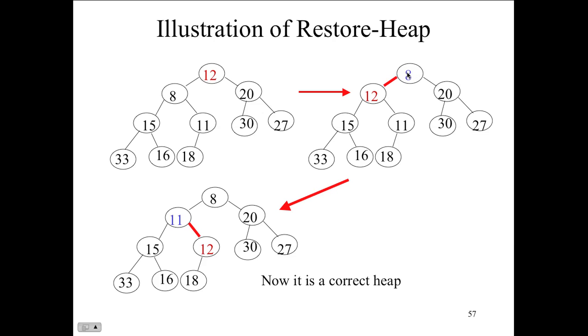8 is now the smallest value, so we move 8 to the top when we replace that with 12, and then we end up rotating 12 so it's above 11. So we keep moving stuff down. So this is the correct heap that would be created from that.